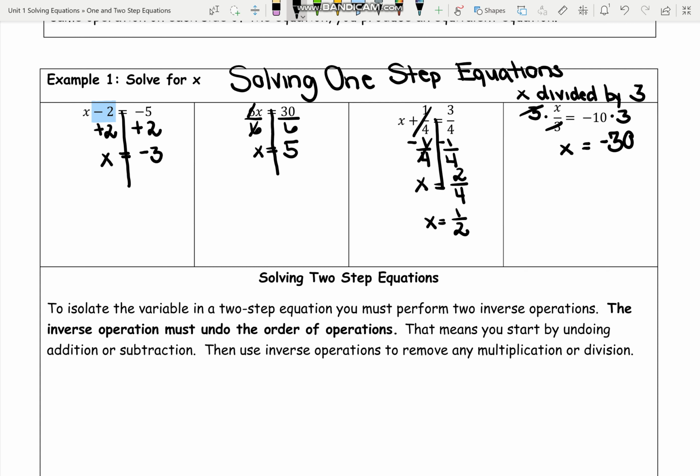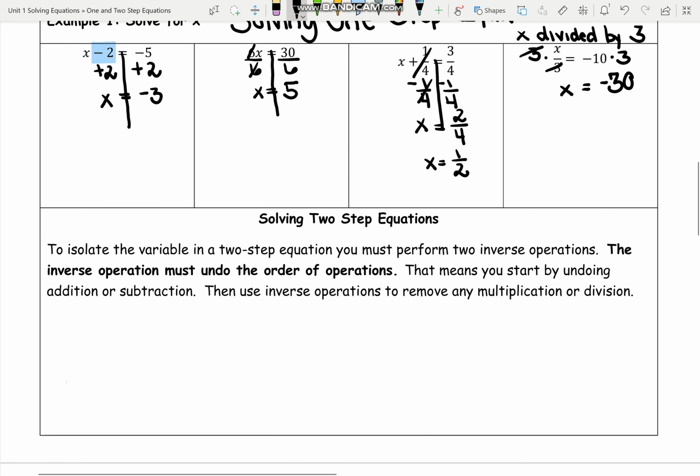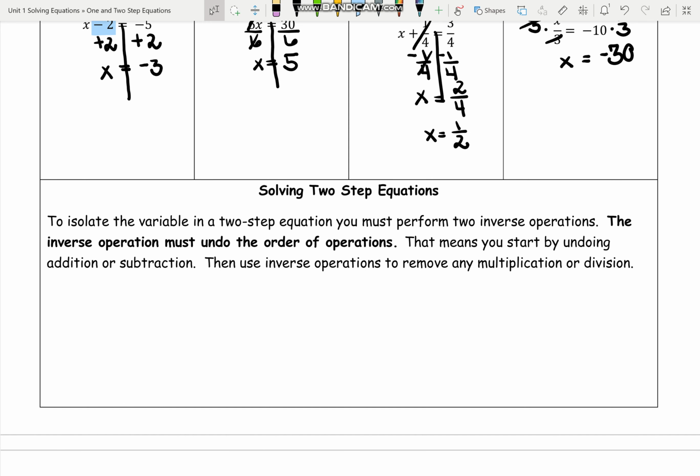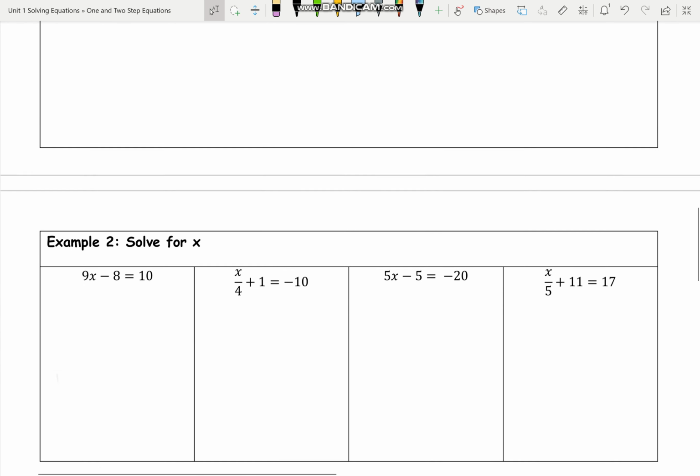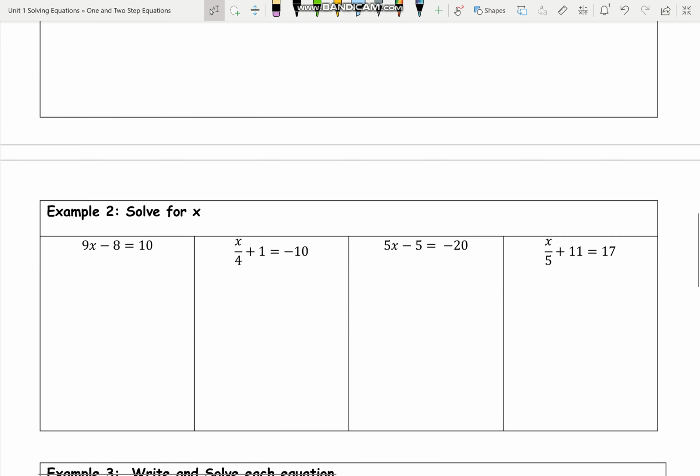Moving on from one-step equations, we do want to talk about two-step equations. So to isolate the variable in a two-step equation, you must perform 2 inverse operations. The inverse operation must undo the order of operations. This means you start by undoing addition or subtraction, and then you use inverse operations to remove any multiplication or division.